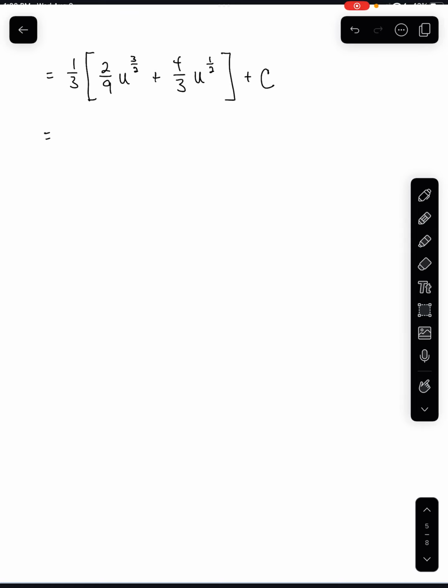So one more step to distribute that 1/3. That gives us 2/27 u to the 3/2 plus 4/9 u to the 1/2 plus c. And to finish the whole thing out, we put the 3x minus 2 back in for u.